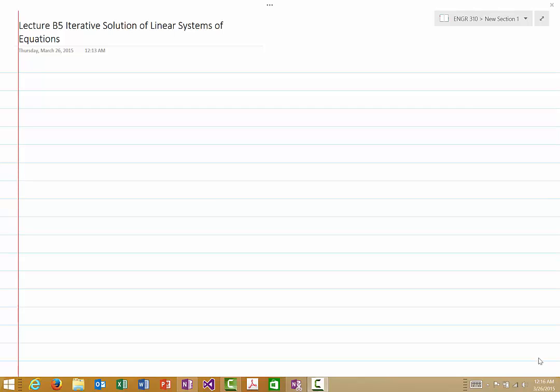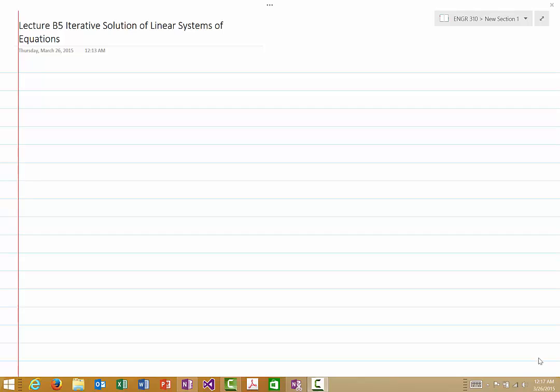Welcome to Lecture B5, in which we will talk about the iterative solution of linear systems of equations. We've already talked about two methods for solving a linear system of equations. One was Gauss elimination. In that case, we looked at our linear system of equations, we formed the augmented matrix, and then used the Gaussian elimination procedure on that augmented matrix to find the solution to the system.